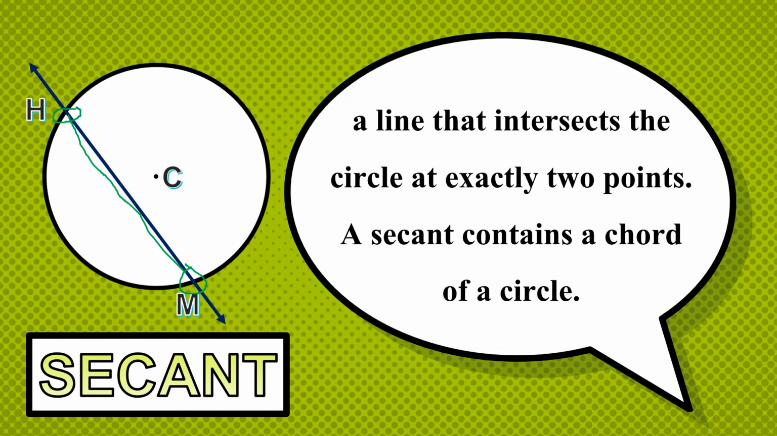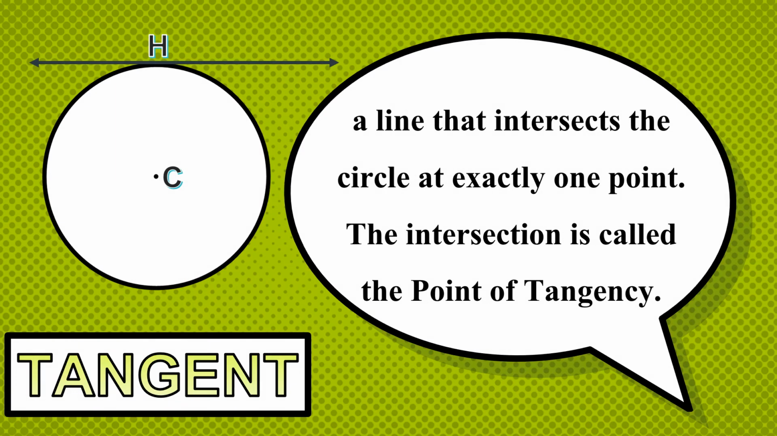Okay? Kung meron tayong line na dalawang beses nagtatouch, meron din tayong line na isang beses lang nagtatouch. And that is what we call the tangent. A line that intersects the circle at exactly 1 point. Okay, 1 point lang siya. So dito. Ito. At may tinatawag tayong point of tangency, yung point kung kailan nag-intersect ang tangent at yung circle.